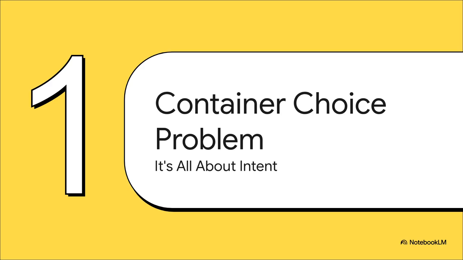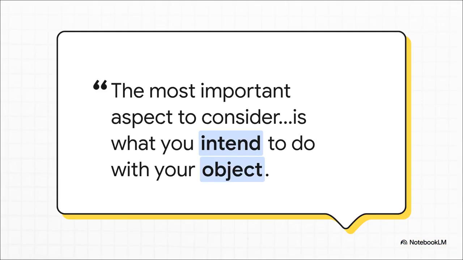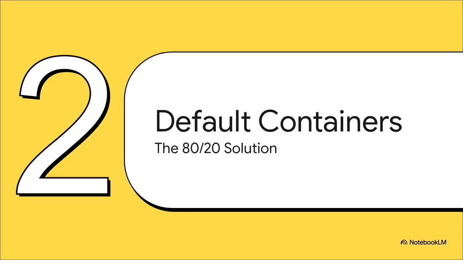Your intent is everything. And this is a point that Philip Johnston from Embedded Artistry makes perfectly. He says, the most important aspect to consider is what you intend to do with your object. Think about it. If you need a stack, last in, first out, using std::stack shouts that from the rooftops. It tells everyone, including your future self, exactly how this thing is supposed to be used. It's all about clarity.